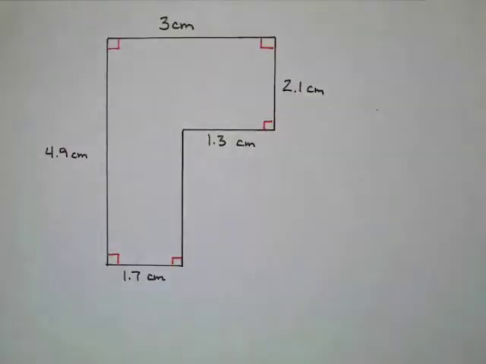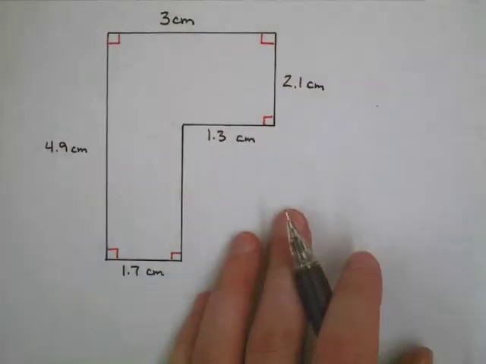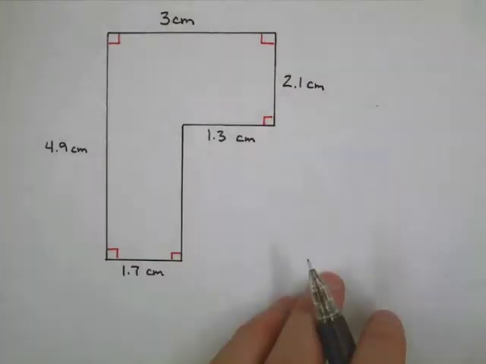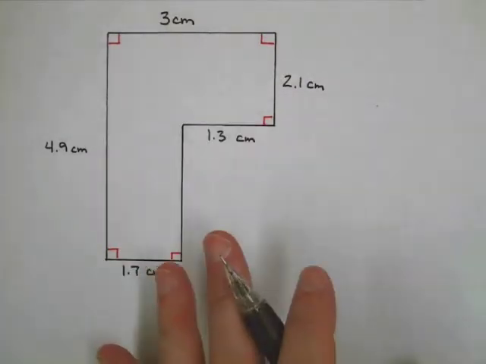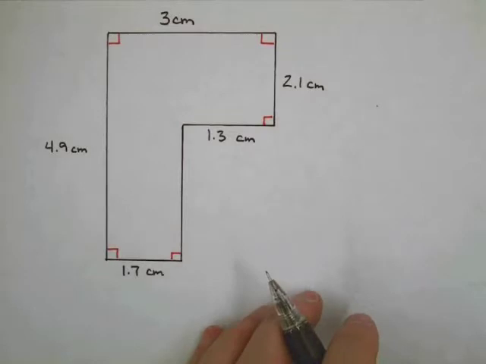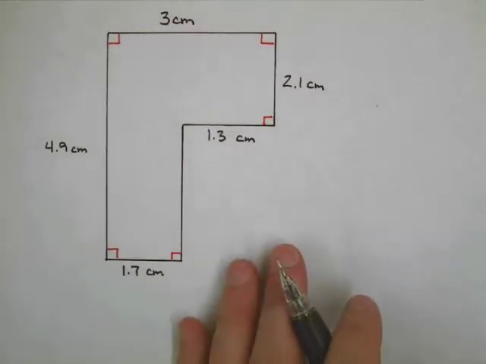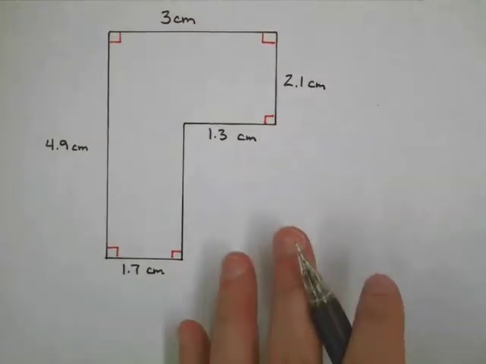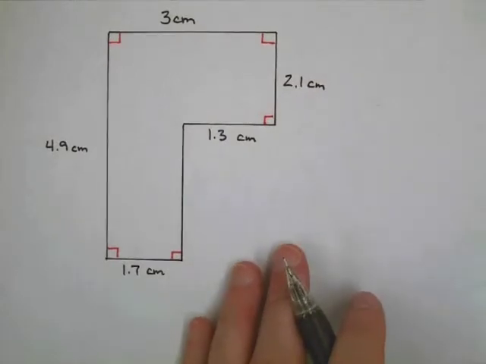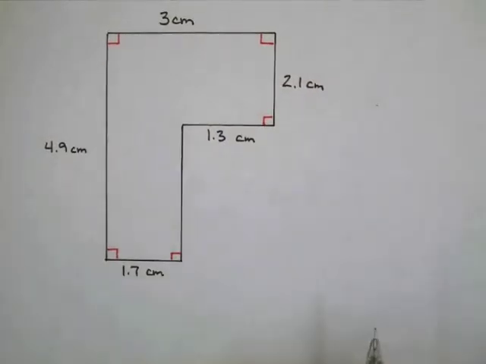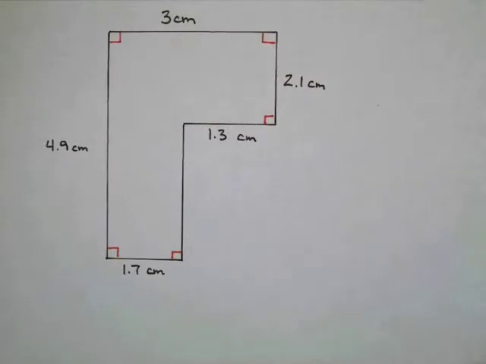Lesson 10-3. Our objective is to learn to break a polygon into simpler parts to find its area. So here we have a polygon, a multi-sided shape, and it may not be immediately obvious how we're going to find the area of this particular shape. But we don't have to necessarily find the area of just this one shape. We could break this into smaller shapes that we do feel more comfortable with.